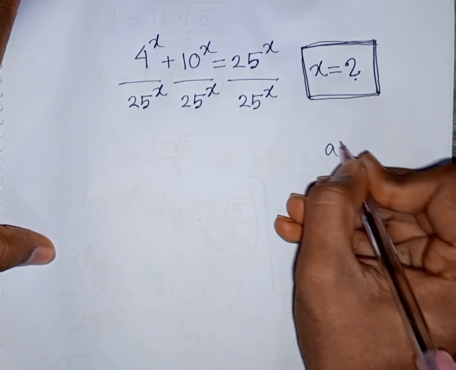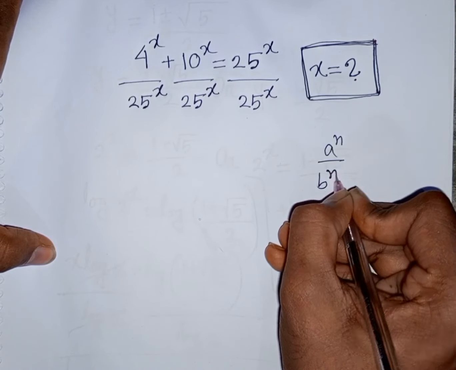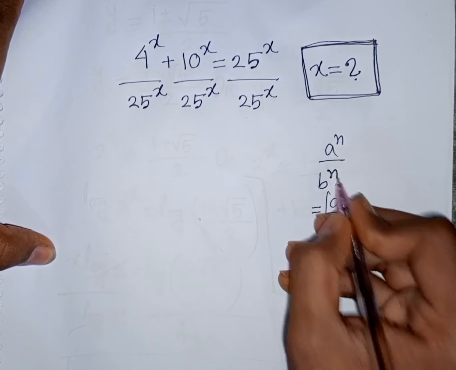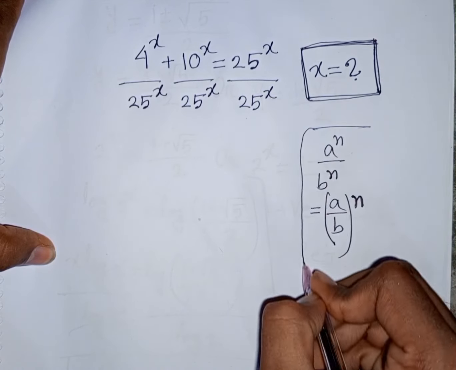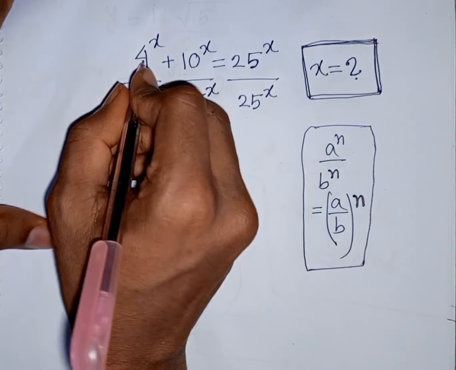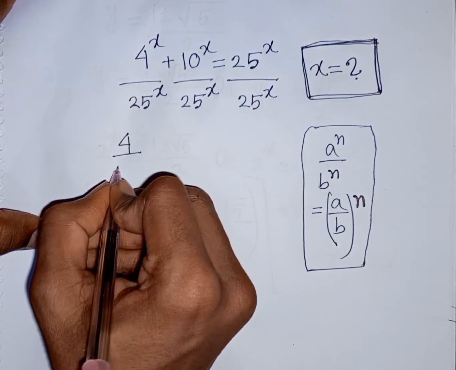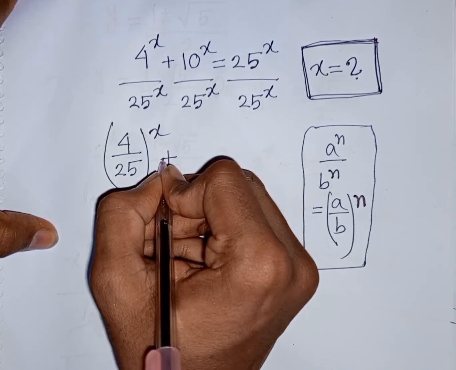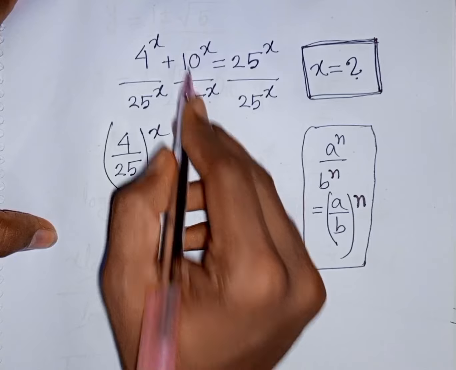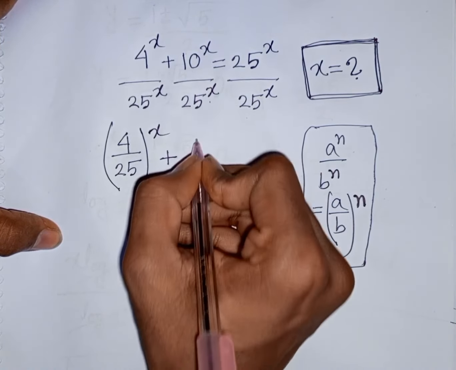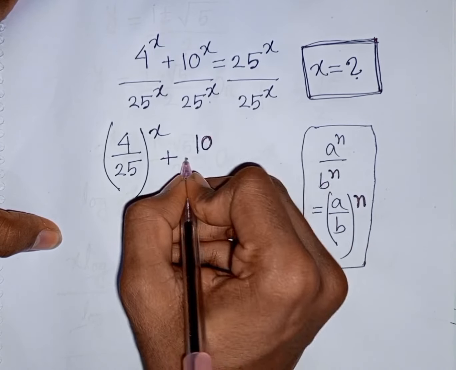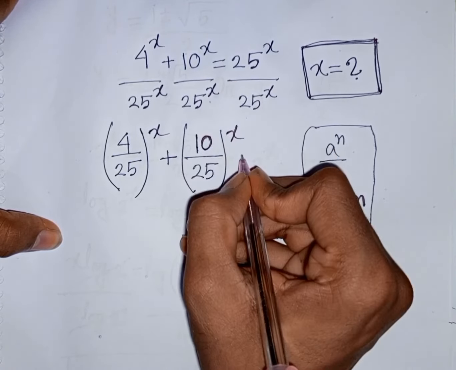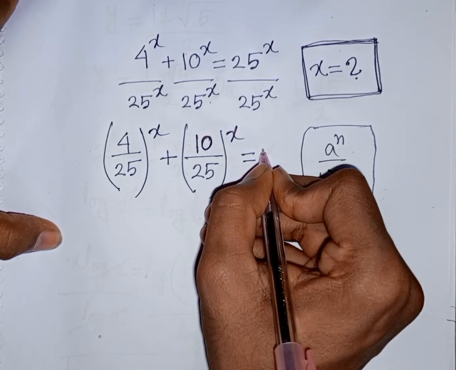So remember this exponential rule that a^n over b^n is equal to (a over b), bracket common power n. According to this rule, I can write here (4 over 25), bracket common power x, plus again x, same power but different base. So according to this formula, we can write here (10 over 25), bracket common power x, is equal to this divided by this, that means it will be 1.